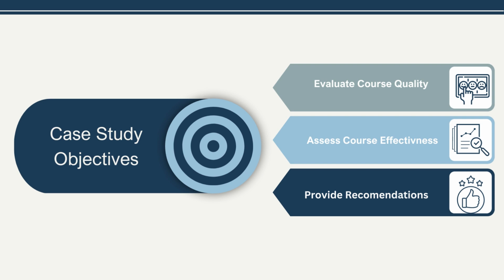The objectives for this case study are, first, to evaluate the overall quality of the course's design based on an industry standard tool of evaluation. For this, we use the Online Learning Consortium QCTIP scorecard. Second, to assess the effectiveness of the course design in meeting the outlined learning objectives. And finally, to offer recommendations for future iterations of the course.